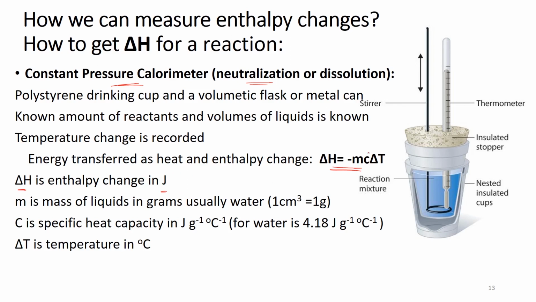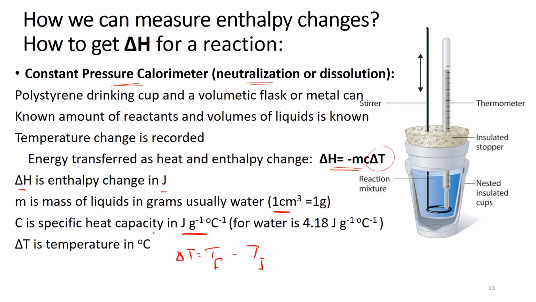Now the mass would actually be the mass of the water inside this cup, and you have to remember that 1 cubic centimeter is equal to 1 gram. The c in that case would be the specific heat capacity, and the unit is joule per gram per degree centigrade. The temperature would be the temperature difference, T final minus T initial, and this delta T would be in Celsius.